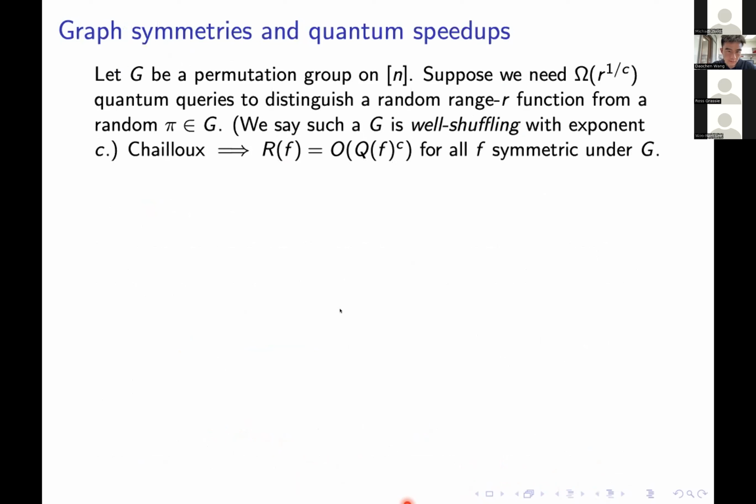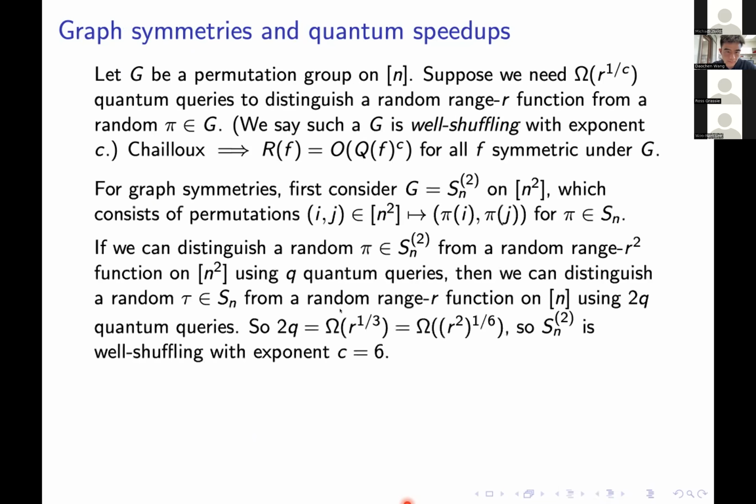In our paper, we generalize this approach to graph symmetries. So let G be a permutation group on bracket n. Suppose now we need at least R to the 1/C quantum queries to distinguish a random range R function from a random pi in G. We'll say such a G is well shuffling with exponent C. Then by exactly the same argument I just described of Chailloux's, it implies that R of F is at most Q of F to the C for all F symmetric under G.